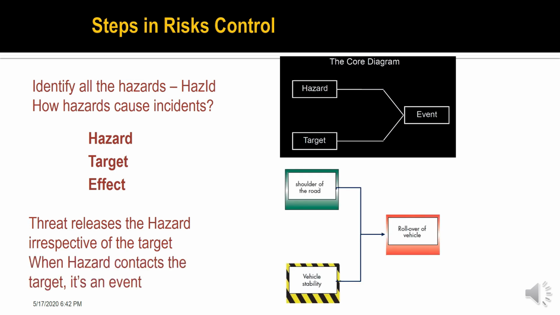Now let's see how it happens. You can see here another example: the toppling of a vehicle due to running off the road, hitting the shoulder at the edge of the road. You can see here the shoulder of the road. It's nearly 6-7 inches higher. The vehicle comes and hits the shoulder of the road and the vehicle topples. The hazard is the shoulder of the road. The target is the vehicle, or actually the vehicle's stability. What is the event? Rollover of the vehicle. The exact consequences are going to come afterwards. The event or the effect is the toppling of the vehicle.